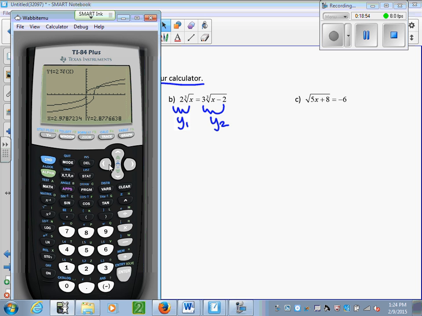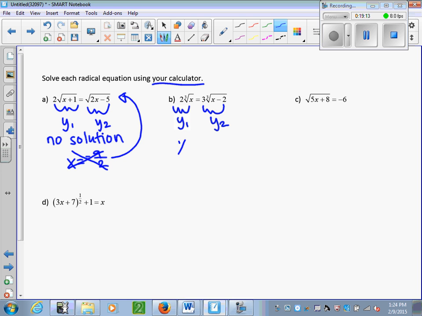But I want the exact point, so I'm going to go to second calc. And number 5 is intersect, and I just push enter 3 times. Okay, so they intersect at 2.842, or x equals 2.842.